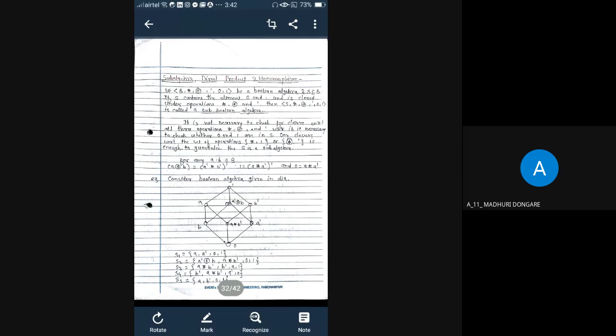Have we understood this definition? First condition we have to repeat, check. Yes, ma'am.